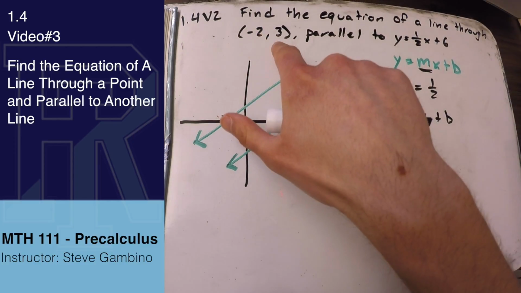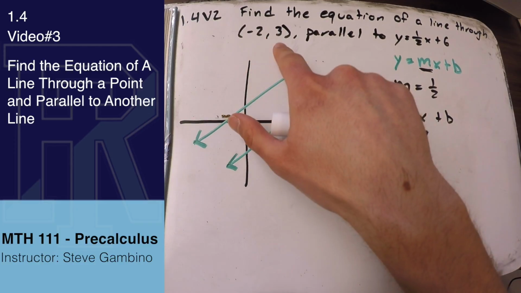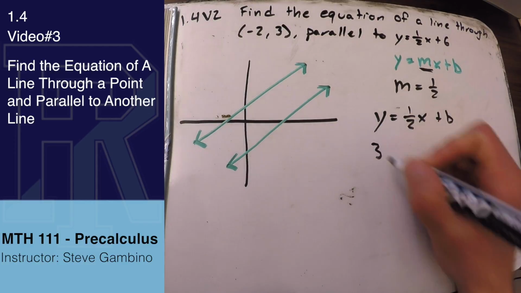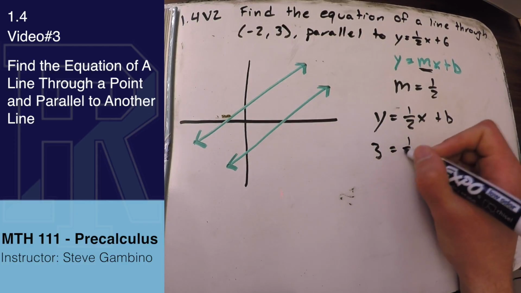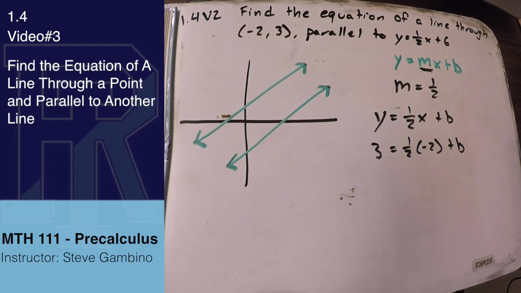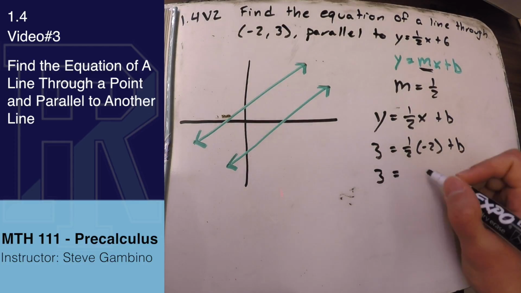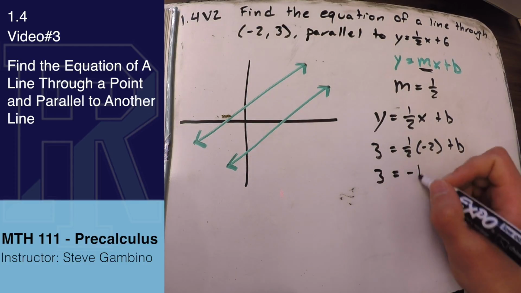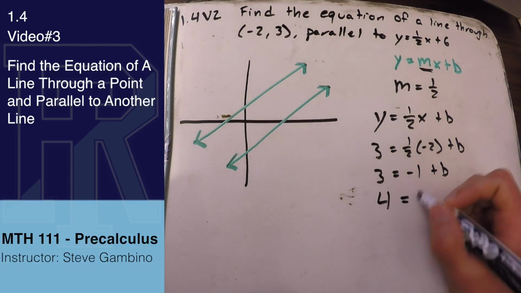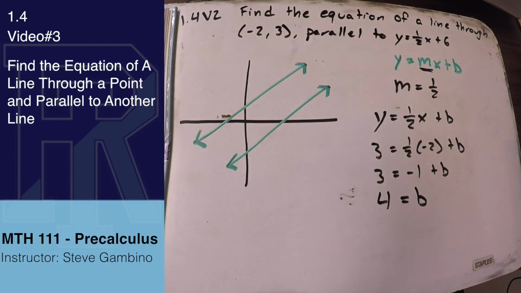Since we know that -2 and 3 are an x-coordinate and a y-coordinate that have to satisfy this equation, we can go ahead and plug in that information, 3 for y and -2 for x, and then we're left with an equation that has one variable, b, which is what we'll need to solve for to finish our equation for the line. So if we go ahead and solve this out, we'll have 3 is equal to 1/2 times -2, which is -1, plus b. If I add 1 to both sides, I have b is equal to 4.